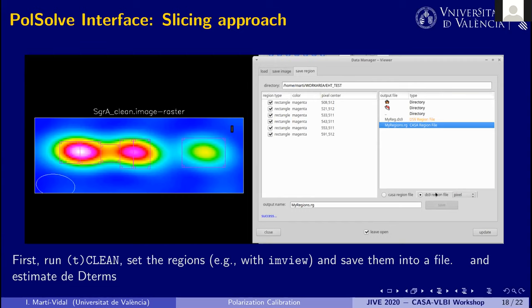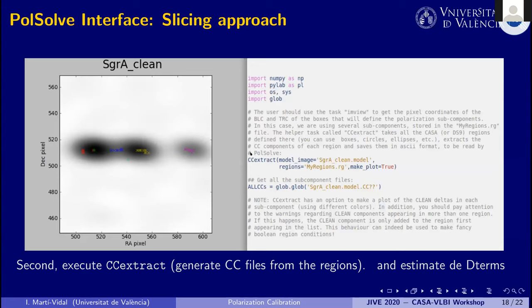So in DS9 region file in pixel format, you can save the coordinates of all these boxes, okay, into an ASCII file, which can be loaded in the task CC extract, okay? This is another task that comes with PolTools, okay? You just specify the model image that you have cleaned, and the ASCII file that you generated with the image viewer, okay? So these are where all the boxes are defined, okay? And you can set make plot true, which will basically plot this, okay?